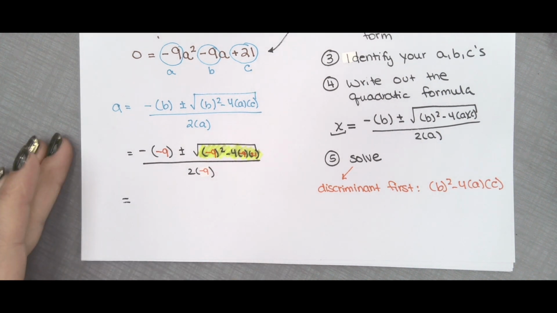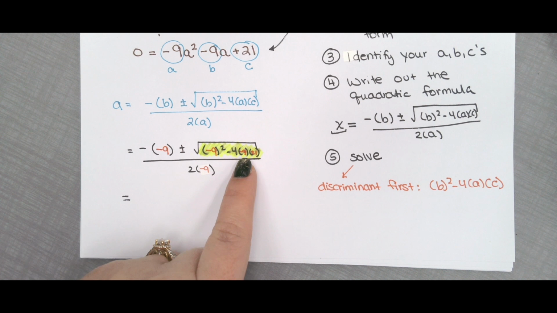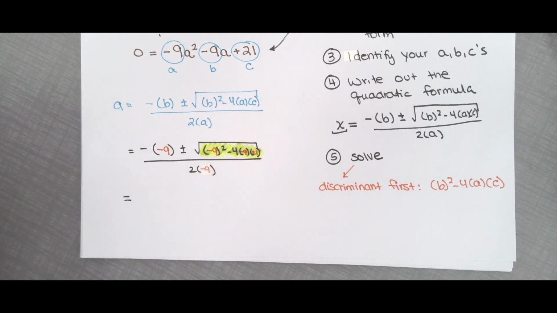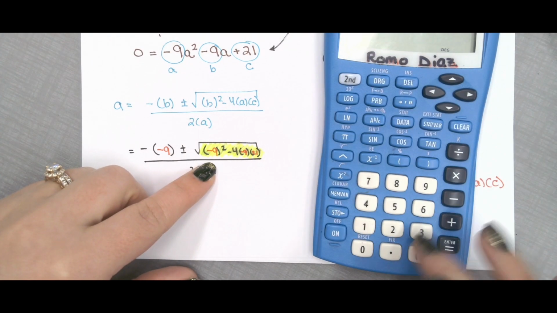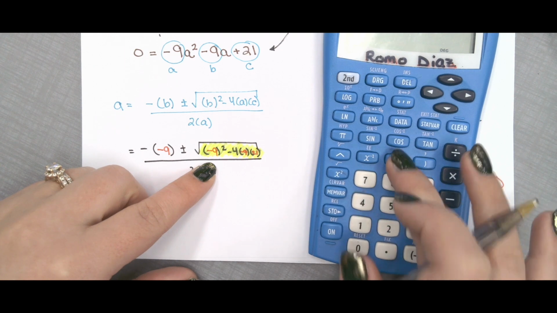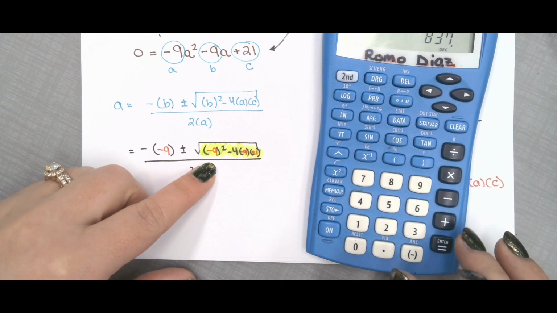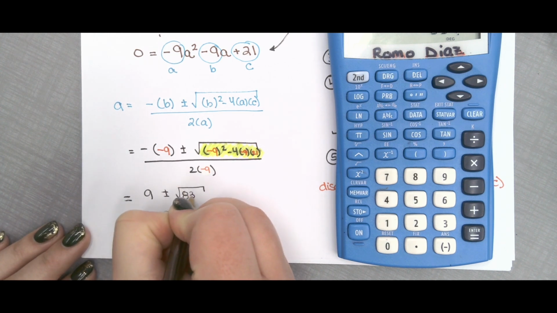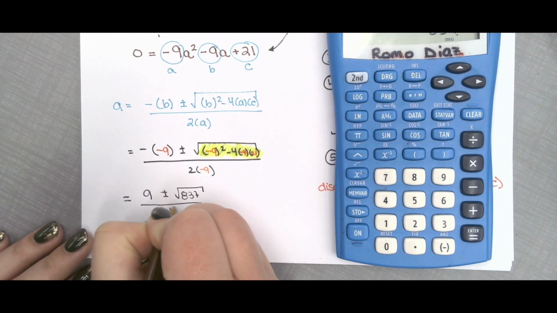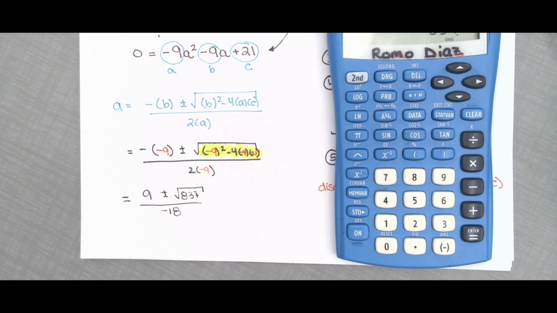What did we get for the discriminant? What number is inside? 837? I hear head nods. 837? Let's check it out. So we got 9 plus or minus the square root of 837 divided by negative 18. And then we're going to simplify.